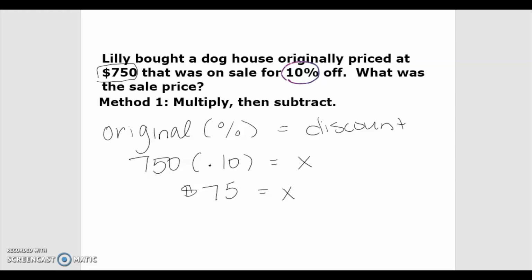And same thing, to find the sale price, we have to take the original price and subtract the amount of the discount to get $675. So with percent discounts and markups, we can do this either way. We can either use the proportion or the equation format, just like we learned in our last lesson on percent of change.